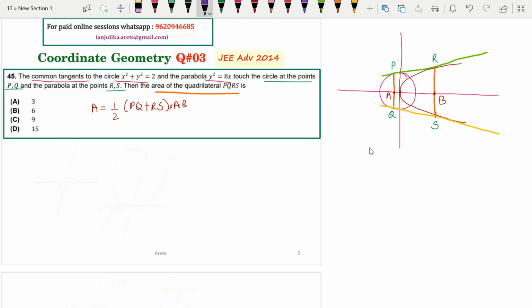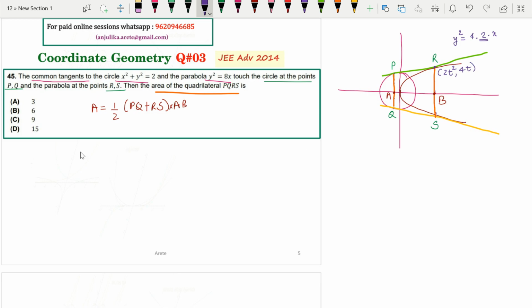Now this whole problem boils down to knowing the coordinates of P, Q, R, and S. If you know that, all is done. So let's start with the parabola. Do you know an arbitrary point on this parabola? It's at squared and 2at. So the parabola is y squared equals 8x, that is 4ax, so your a is 2. So the point is 2t squared and 4t.